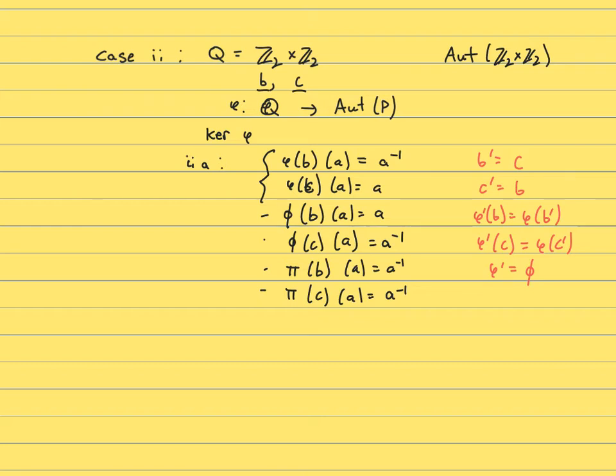Likewise, I could define B double prime to be B, and C double prime to be C plus B. And you can check that if I do the same trick to define phi double prime of B to be phi of B double prime, and phi double prime of C to be phi of C double prime, you can check that phi double prime is still an automorphism.